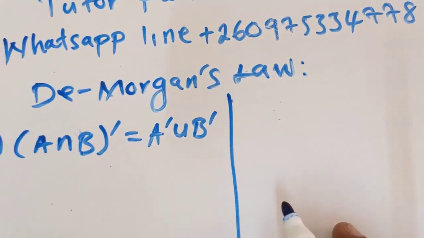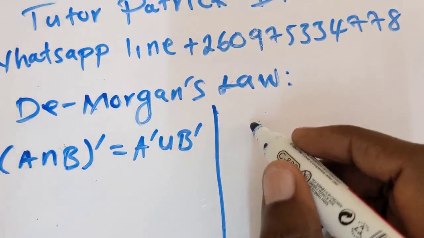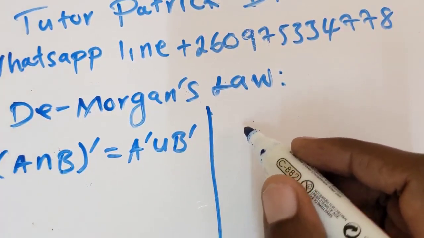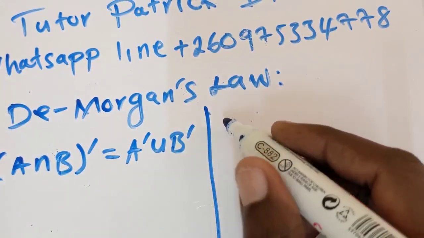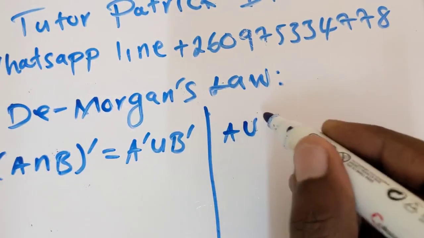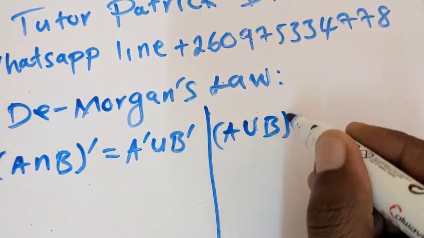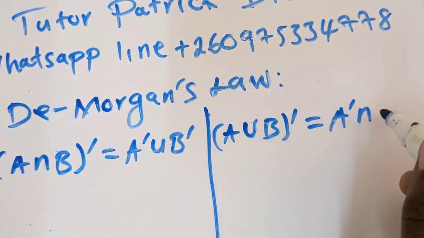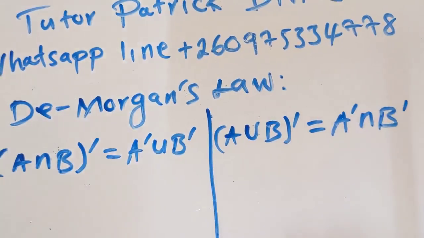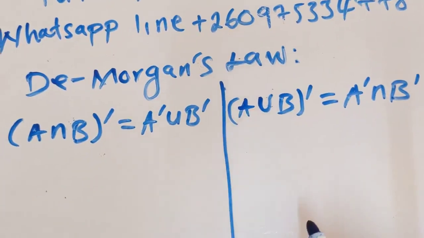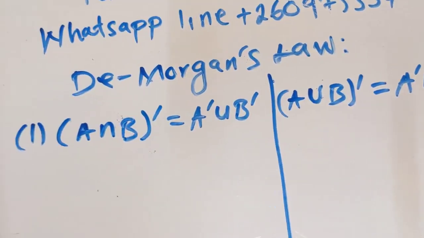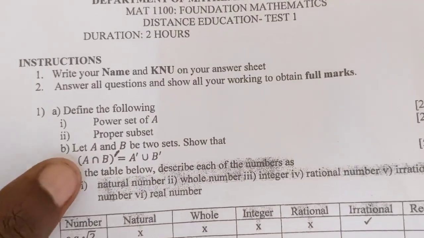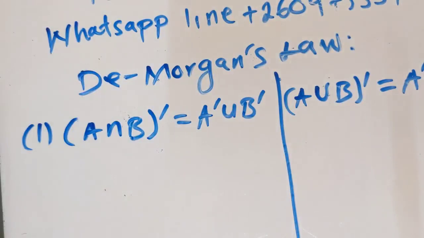Since De Morgan's law has 2 expressions, there is also this one, which is (A union B) complement is equal to A complement intersection B complement. We are going to start with the one that you were given, the one that came in this paper, this one.